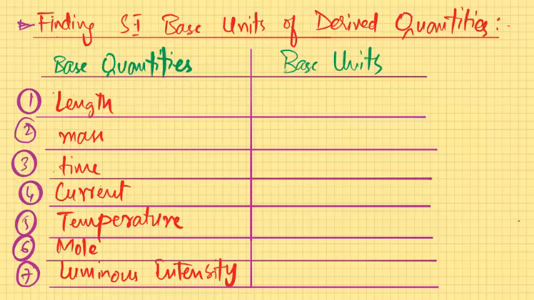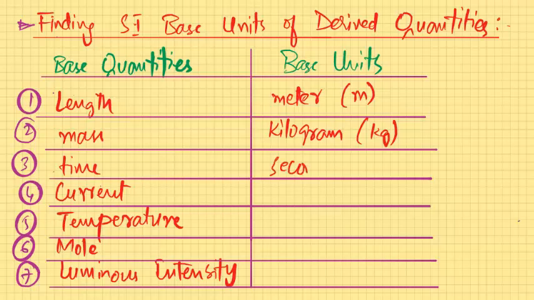Now let us talk about their base units. Length is measured in meters. The SI base unit is meter, and it is symbolically represented with a small m. The SI base unit of mass is kilograms, and it is measured in kg, small k, small g. Time is measured in seconds, and it is symbolically represented with a small s.